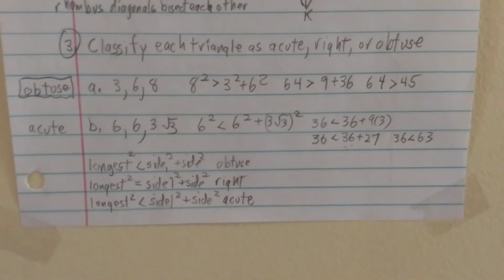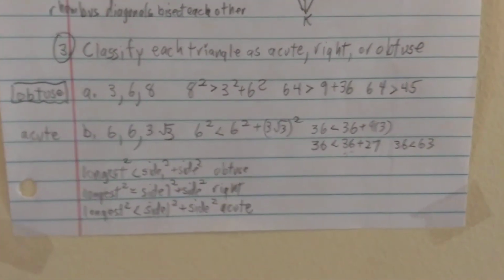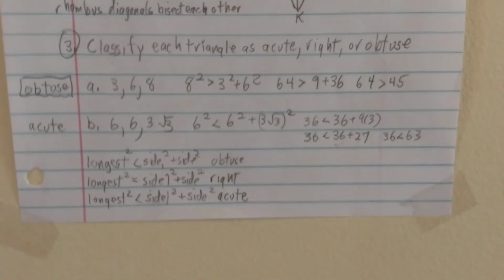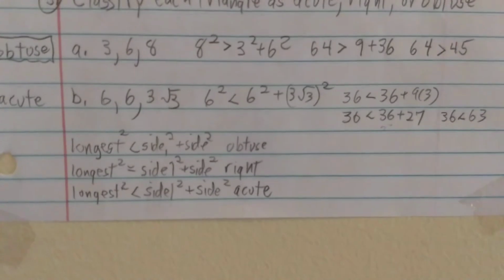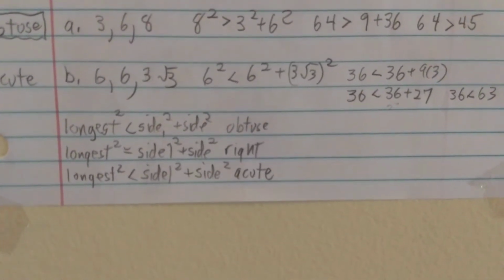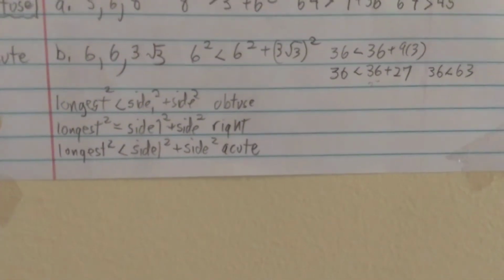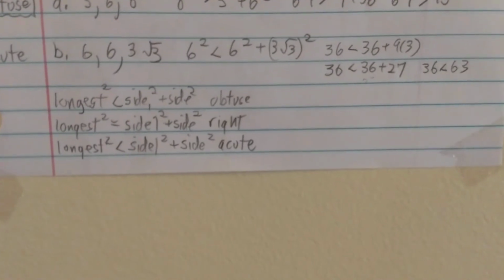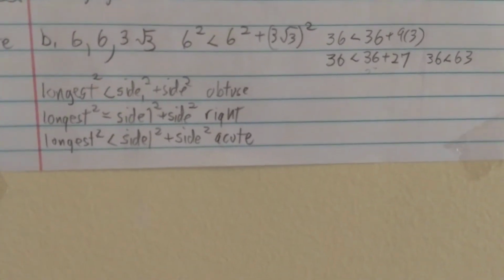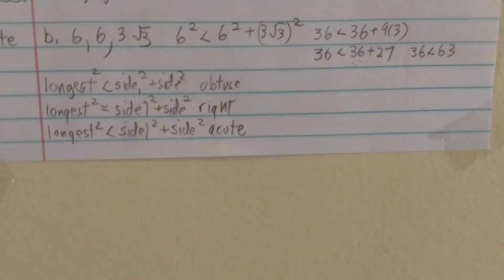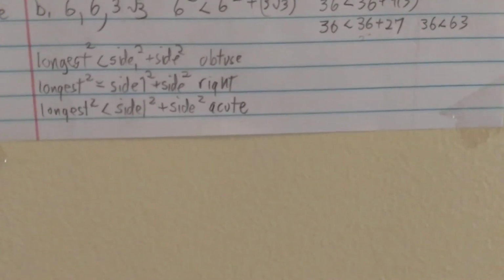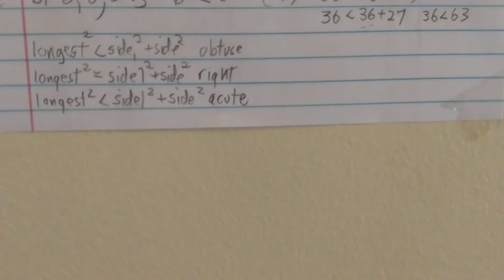Now for problem 3, we're going to classify each triangle as acute, right, or obtuse. And looking at the bottom here, this is our reminder for our formulas. If the longest side squared is greater than, that's a mistake, it should be greater than, side 1 squared plus side 2 squared, it's obtuse. So if the longest one is greater than the other two side squares, it's obtuse.